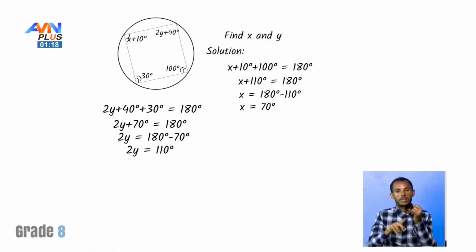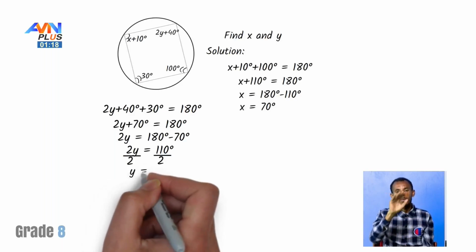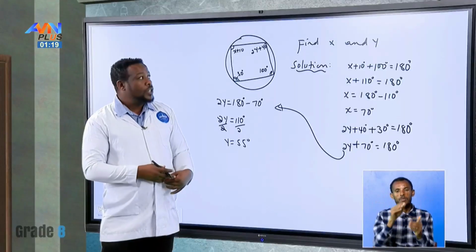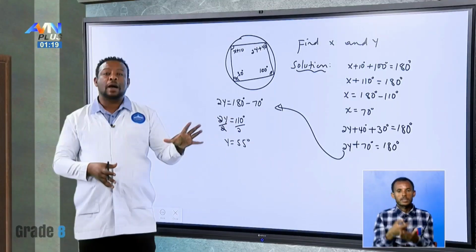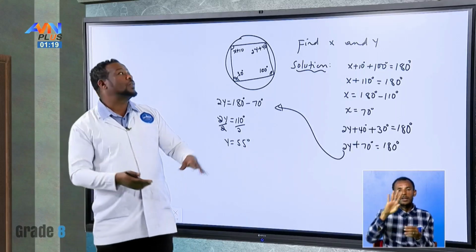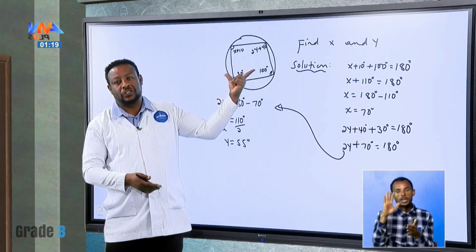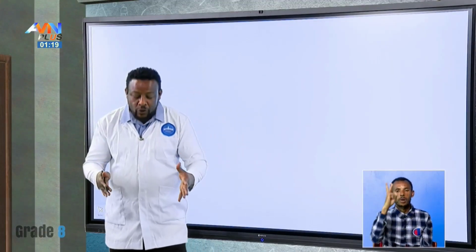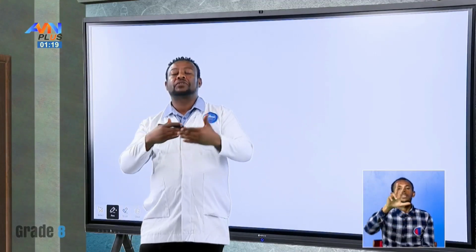Lastly, you will divide this equation both sides by 2 and obtain the value of y. So dividing both sides by 2, the value of y becomes 55 degrees. So this is how you can apply the concept of cyclic quadrilateral to find the unknown variables in this kind of situation, okay? So today we will focus on 3 basic theorems, okay?